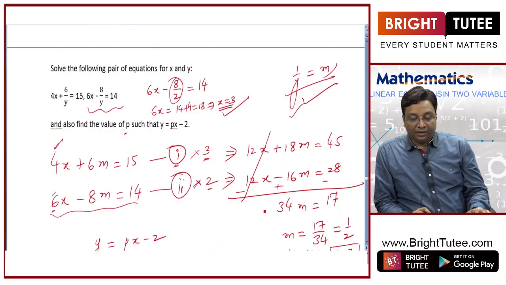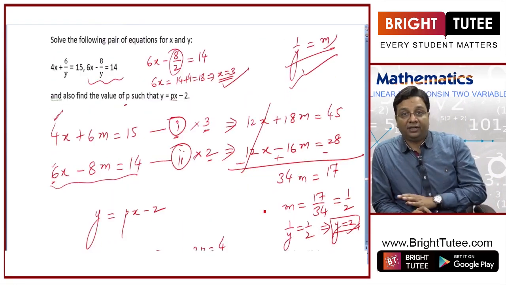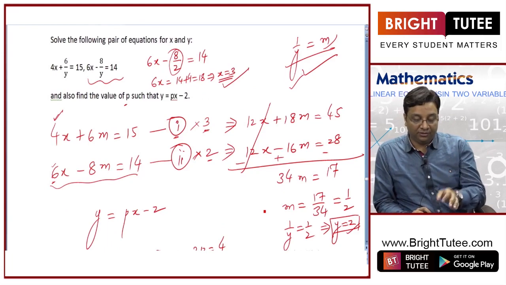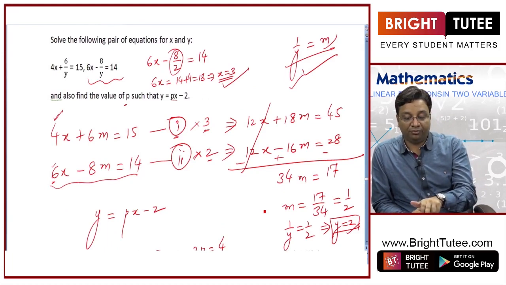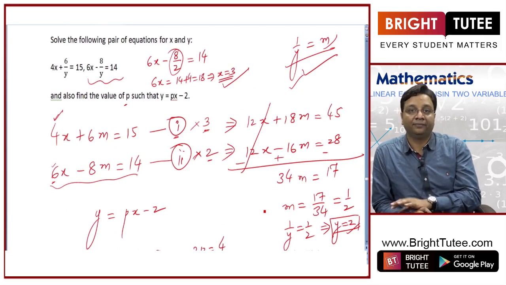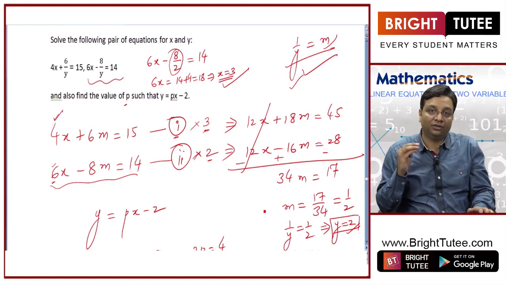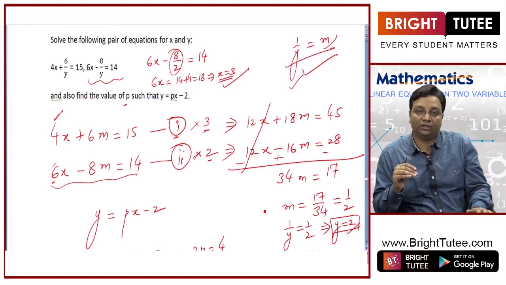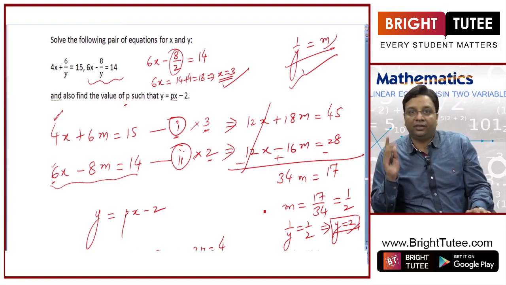Okay. So once you find x and y, just look back at the original question, because the question wants us to find value of p also. Okay. So if you just leave the question after finding x and y, you may lose some marks, right? So it is always recommended that you go back to the original question before writing your final answer.